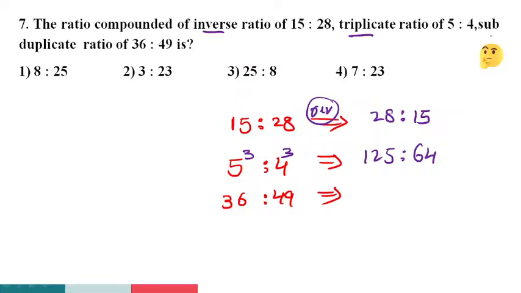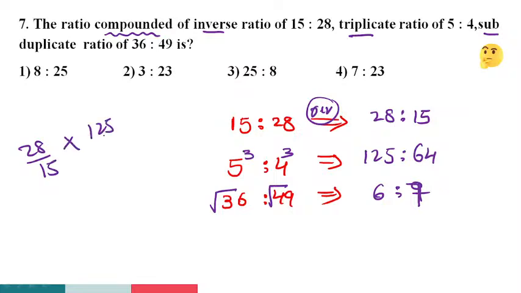Next, 36 is to 49. Duplicate ratio is root of 36 and root of 49, guys. 36 is which square? 6 square. 49 is which square? 7 square. Now the compound ratio: 28 by 15 into 125 by 64 into 6 by 7.